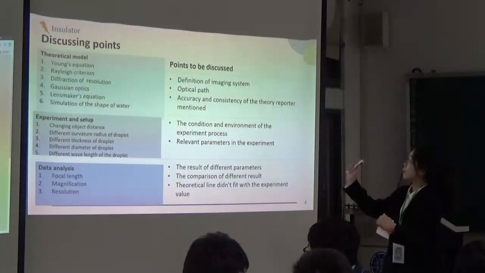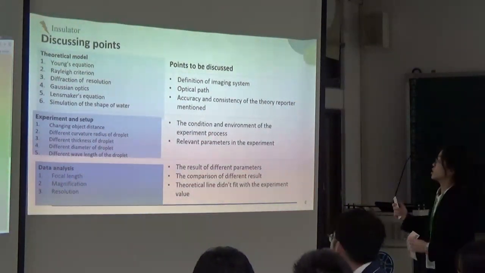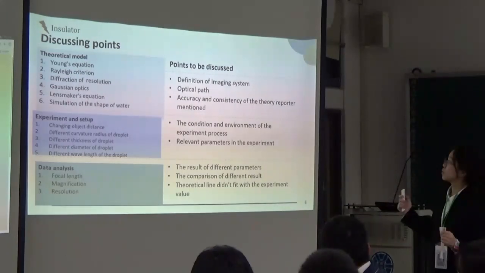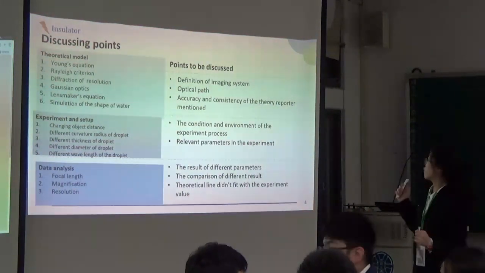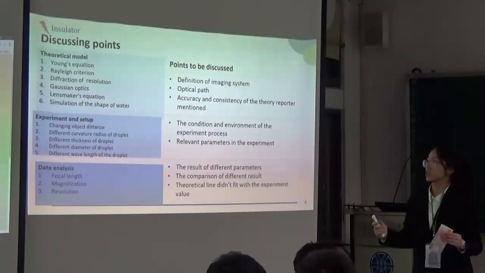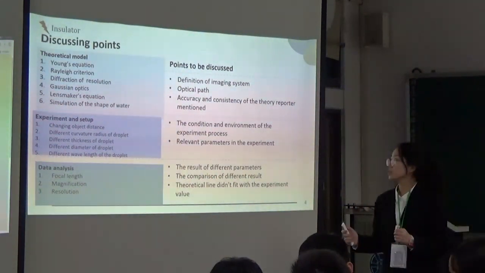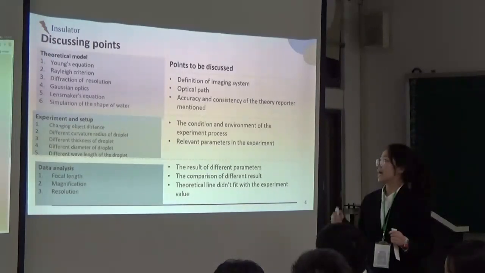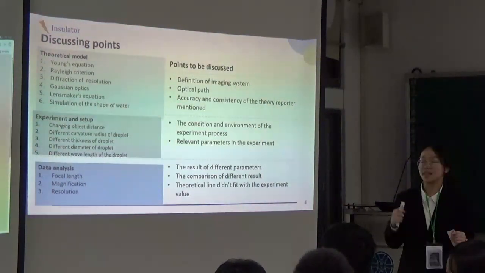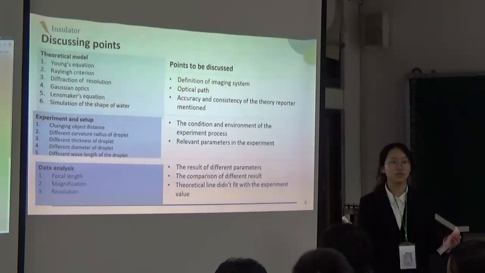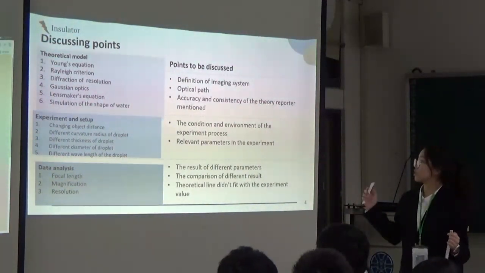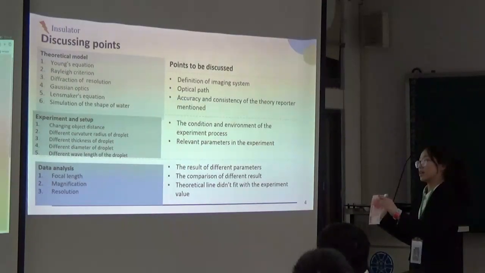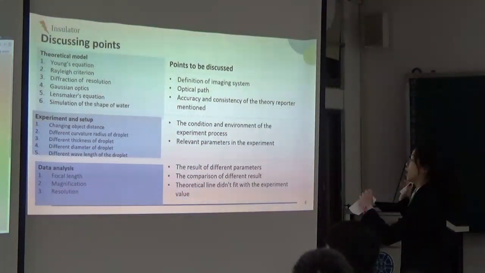And here, my points to be discussed will be the definition of the imaging system and optical paths, and the accuracy and consistency of the theory the reporter mentioned, and the experiments and setup. I will talk about the object distance and curvature radius of the droplet, the thickness of the droplet, and the diameter of the droplet, which will affect the resolution, and the different methods of the droplet that they use in their presentation to prove the resolution.